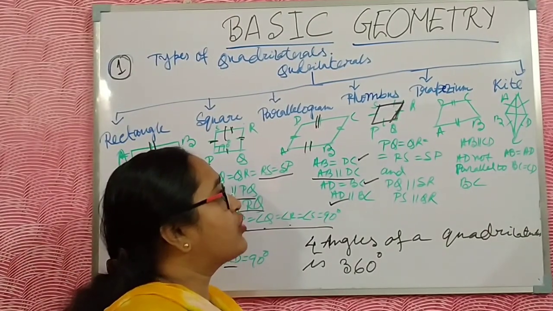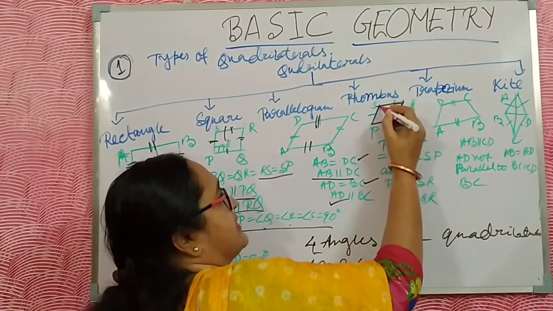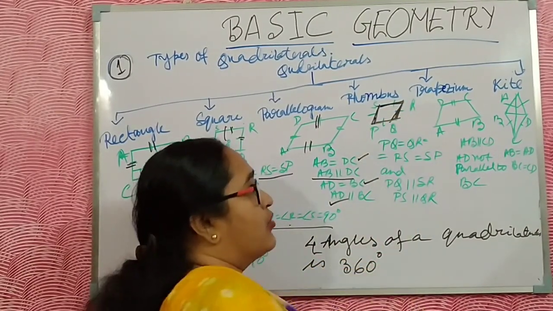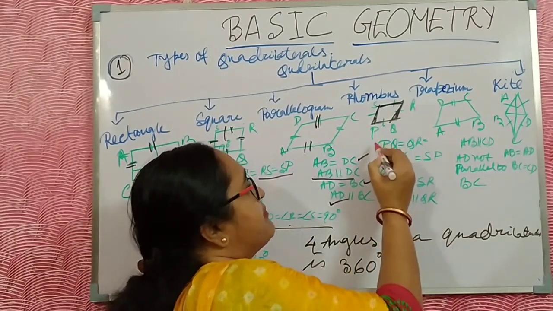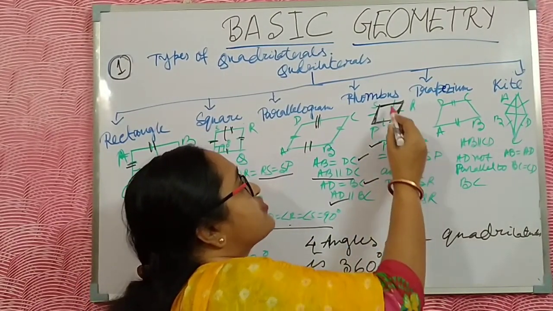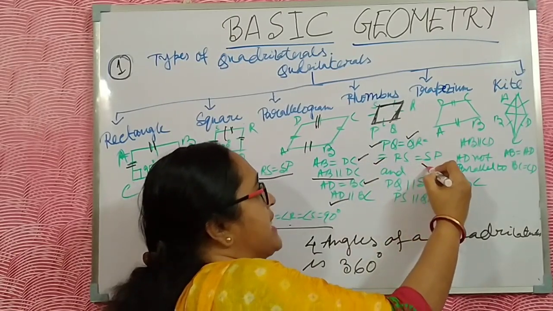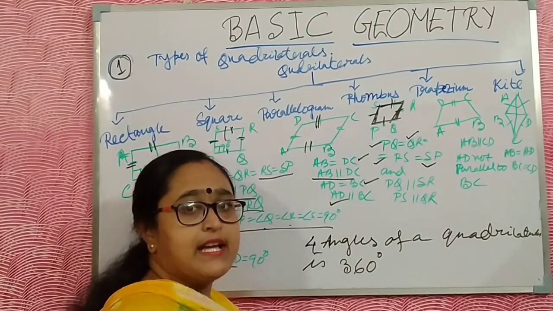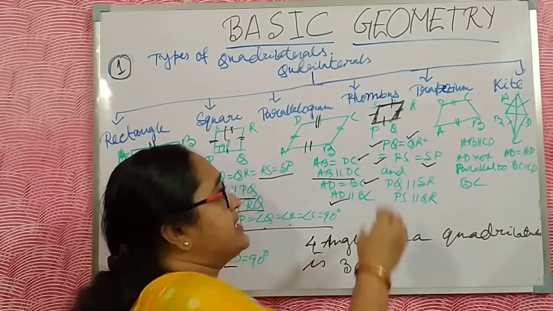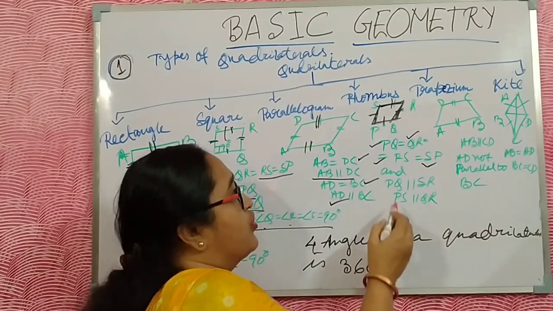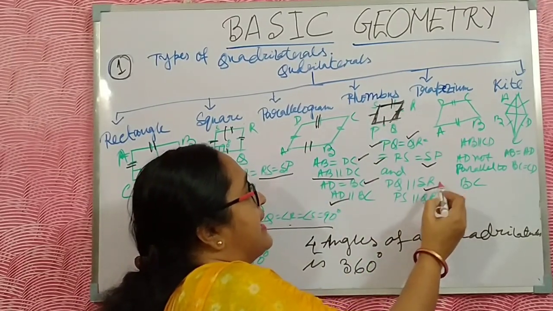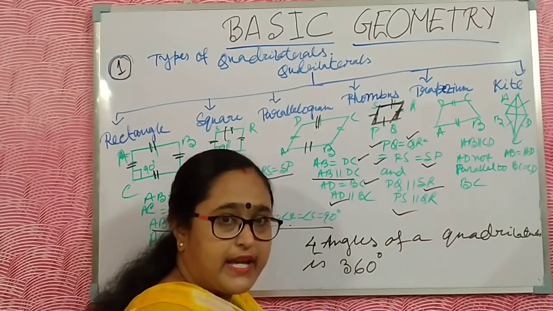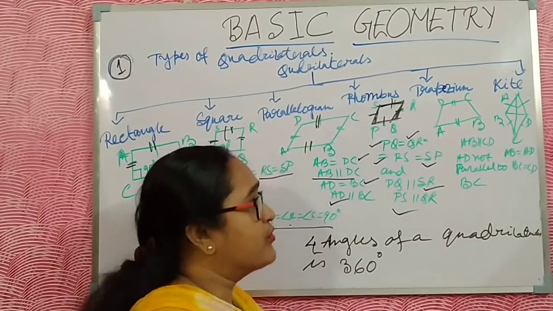Now we discuss the rhombus. A rhombus is a quadrilateral where each and every side is equal. Here I also write PQ is equal to QR is equal to RS is equal to SP. Four equal sides in a quadrilateral is called a rhombus, and the opposite sides are parallel also: PQ parallel to SR and PS parallel to QR. A square is a special type of rhombus.